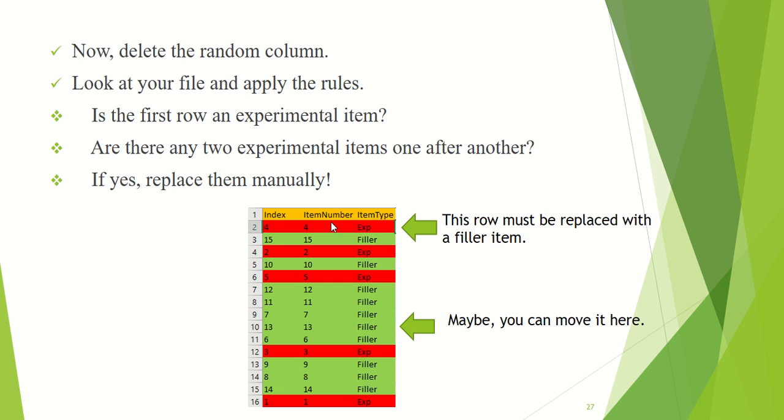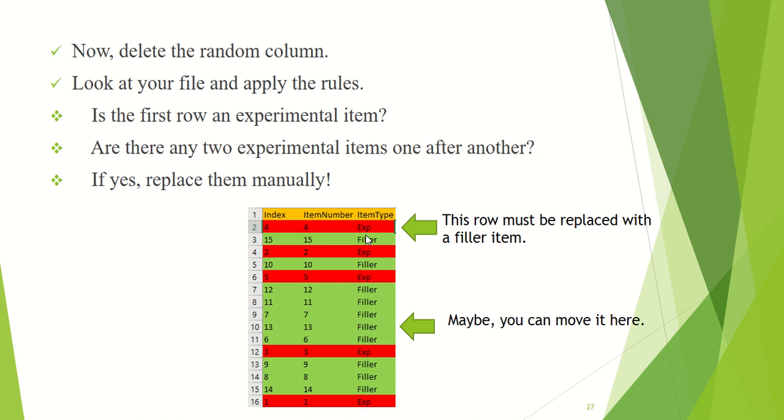So I should move it from here, where I should exchange it with a filler item. For example, I can put it here. As you can see, we have a lot of filler items here. I can grab it from here and move it here. So item 13 will go up. It is a filler item, and item 4 will go down instead of item 13. Now my file doesn't start with an experimental item.